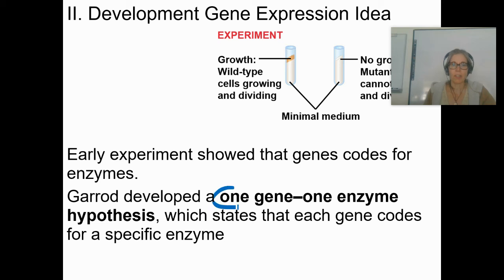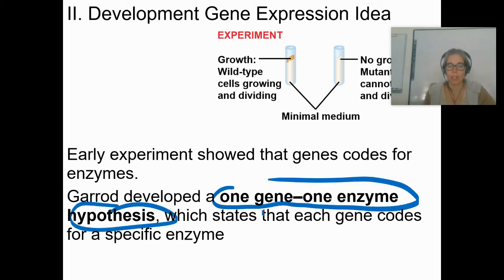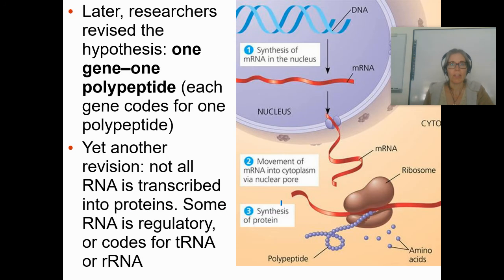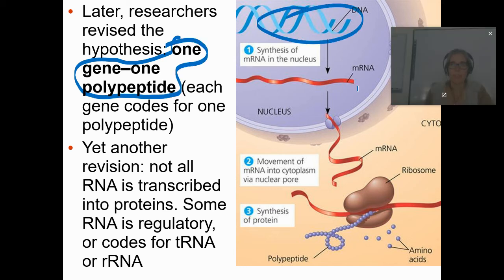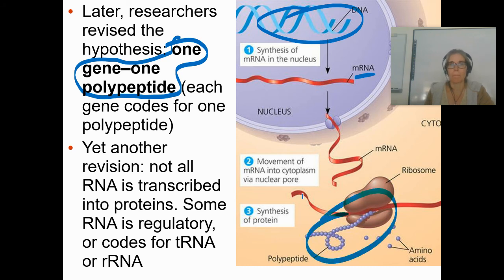So scientists said, oh, well, each gene must code for an enzyme. And so it's called the one gene, one enzyme hypothesis. And then later, experiments refined that a little bit to the one gene, one polypeptide hypothesis. All it means is that each segment of DNA codes for RNA, which codes for a polypeptide. That is generally true, although not 100%, because not all RNA is translated.